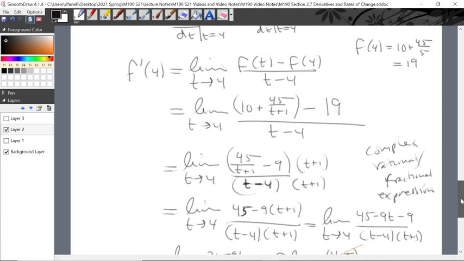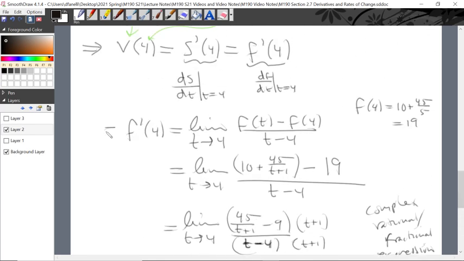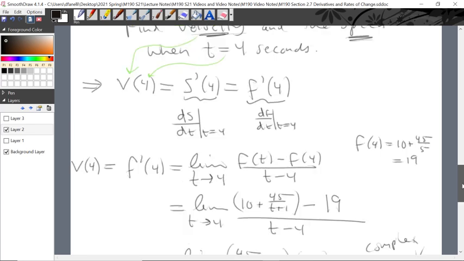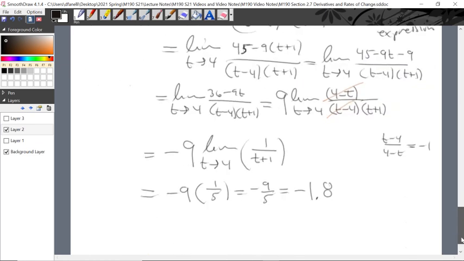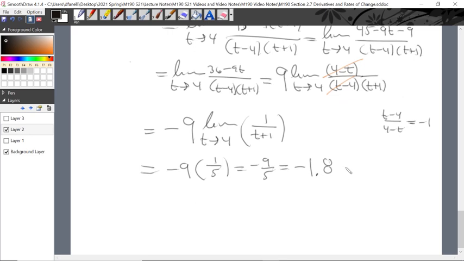What did we just find? We just found f prime of 4, which is the velocity of the object after 4 seconds. It is velocity. What are the units? The position was in meters. The time was in seconds. So position over time, negative 1.8 meters per second. So this thing is moving at 1.8 meters per second to the left. Okay, it is moving to the left, or right back towards the initial observation point currently.